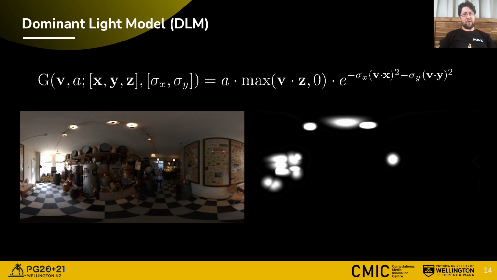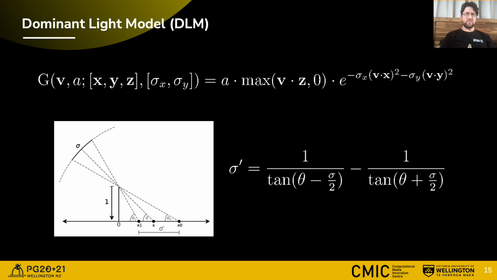Here's an example, a real example. We've got this Radiance map and we've picked out those dominant light sources and fitted these anisotropic spherical Gaussians to those. We then can convert this to a dominant light model, which effectively converts it from a description of a light source to a description of how it looks in terms of a shadow, like how soft the shadow is and how long that shadow is.